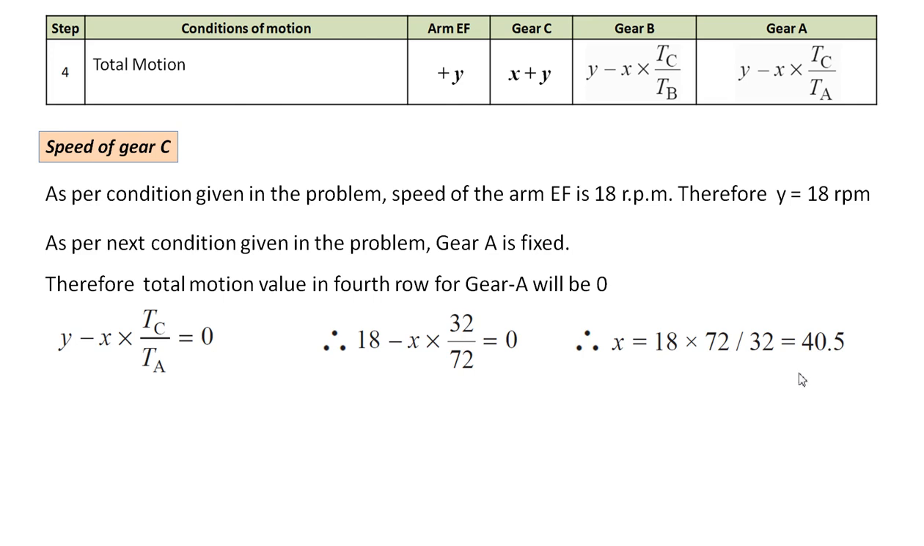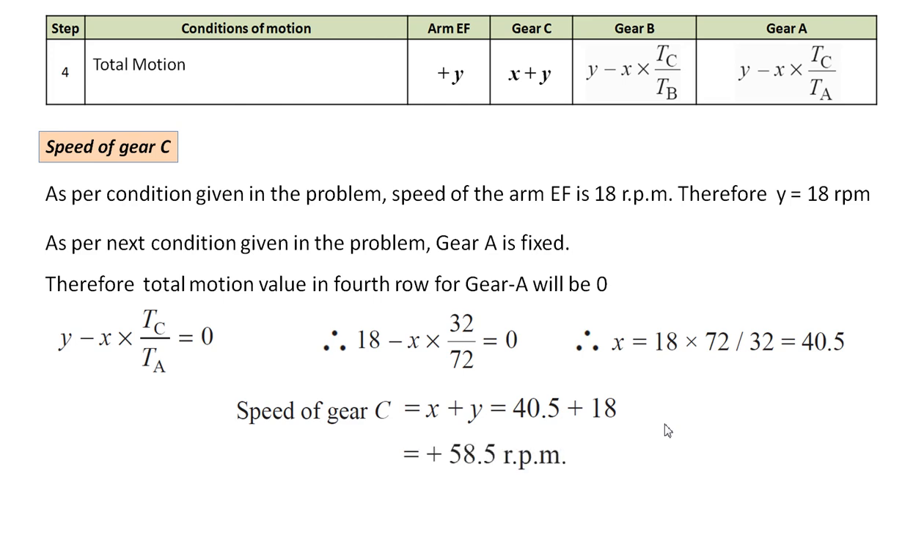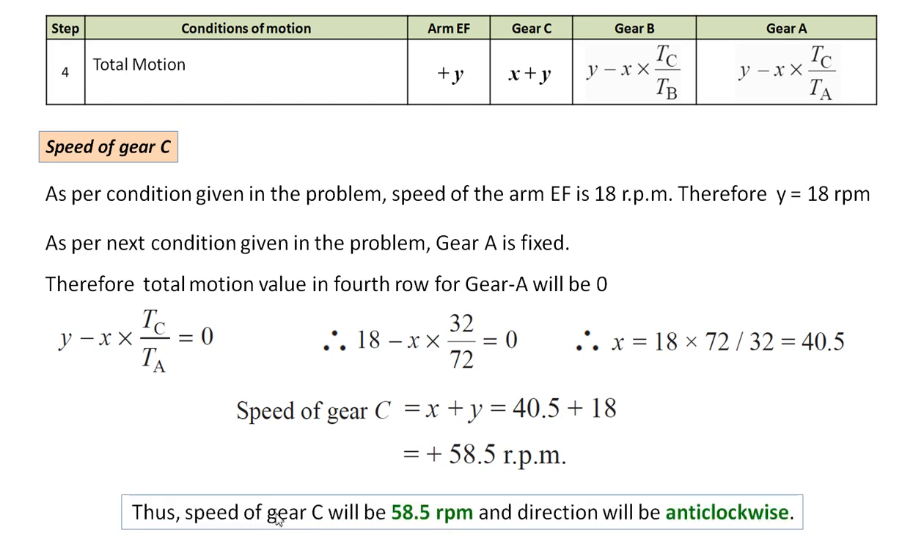Now going back to the table, fourth row for gear C. The speed of gear C as per the fourth row is x plus y. Now we have the value of x as well as y. Let us substitute those values here: 40.5 plus 18. So it comes to 58.5 rpm with positive sign. It means that the speed of gear C will be 58.5 rpm and the direction will be anti-clockwise. So that is the first part of the problem, finding the speed of gear C.